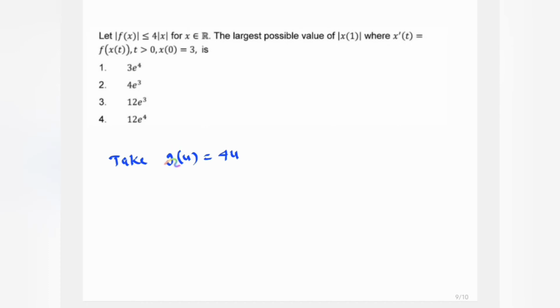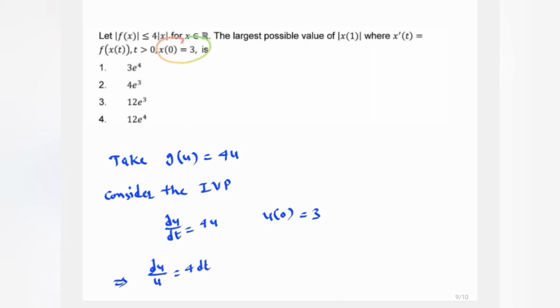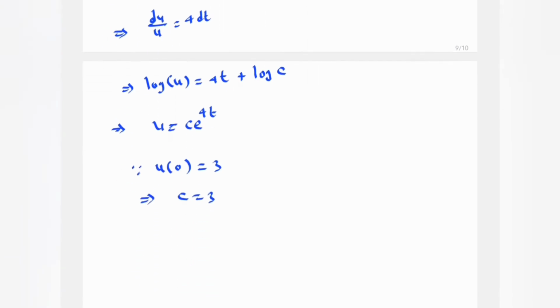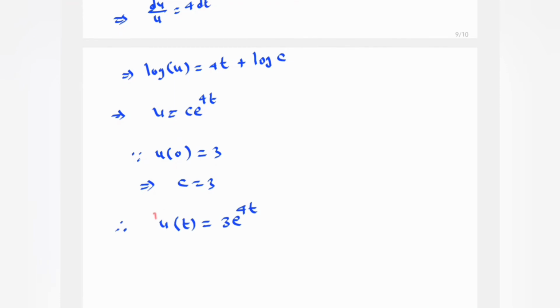To use the comparison theorem, we assume the function g of u as 4u. So we consider the initial value problem du by dt equal to 4u subject to the condition u(0) equal to 3. Now we solve it by using the method of separation of variables. We get the solution log u equal to 4t plus a constant log c. To determine the constant, we use the condition u(0) equal to 3 and arrive at c equal to 3. So the solution will be u(t) equal to 3 exponential 4t.